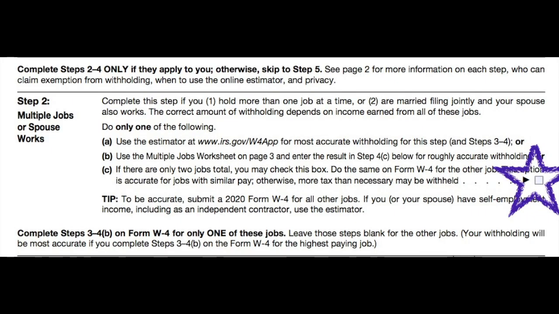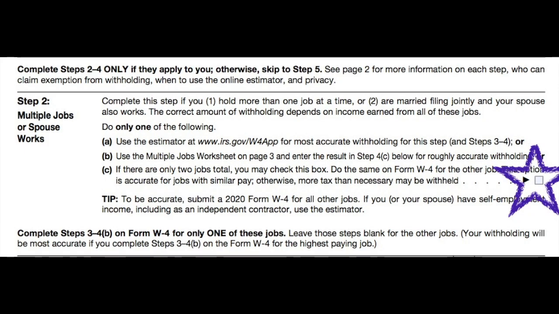Now let's look at step 2. If you read the top portion of this screen, you will see that steps 2 to 4 are optional and are only filled in if they apply to you, meaning to the employee. Otherwise, skip to step 5.